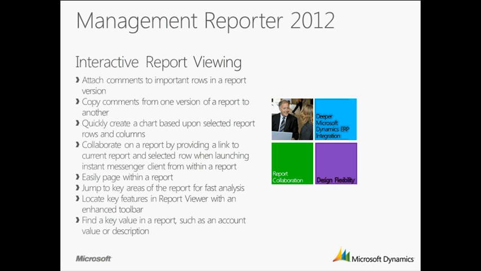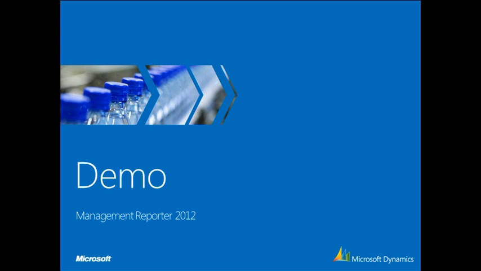You can collaborate on a report by providing a link and then launching an instant message conversation. Pam showed that briefly within GP. Being able to do that collaboration and provide context to those reports and that information is really important. And you can easily jump within a page, finding and focusing on the relevant information without having to ask someone for it. So with that, we'll flip over into Management Reporter 2012, and again focus on the report collaboration pieces as well as the interactive report viewing pieces.